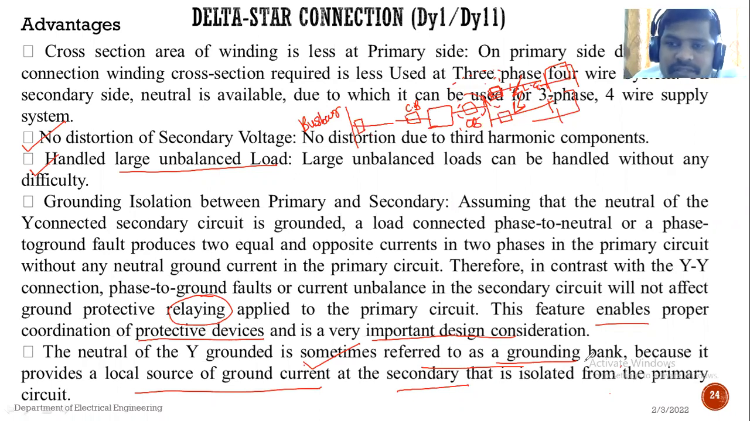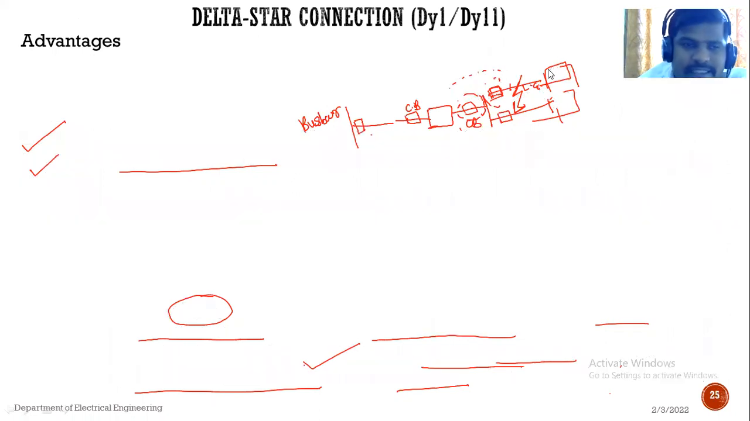Where we ground, it will provide a local source of ground current, and this secondary current will be isolated from the primary circuit because of grounding. So these are the advantages of this type of connection, that is delta star connection.